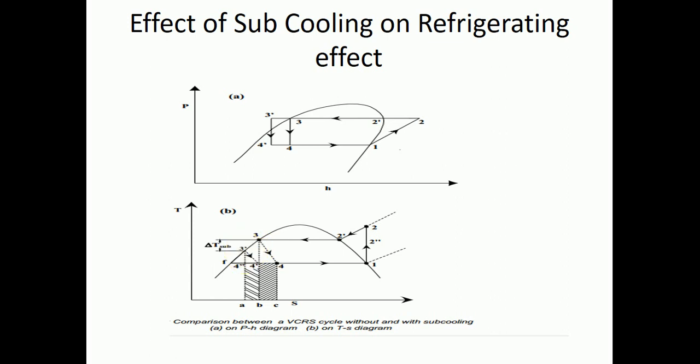After condensing and subcooling it through this state from 3 to 3 dash, we are lowering its pressure and temperature. You can see from 3 to 3 dash there is a pressure difference and a temperature difference too. So from 3 dash to 4 we have increased its cooling effect from 1 to 4 dash, which is greater than 1 to 4, as you can obviously see in the T-s diagram.